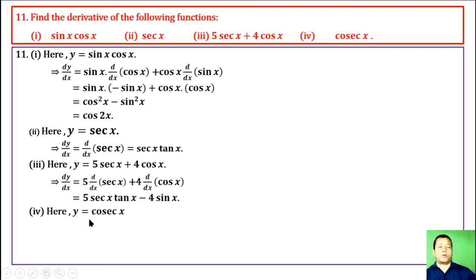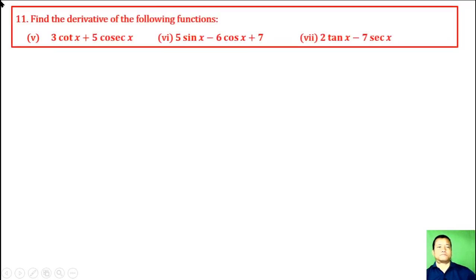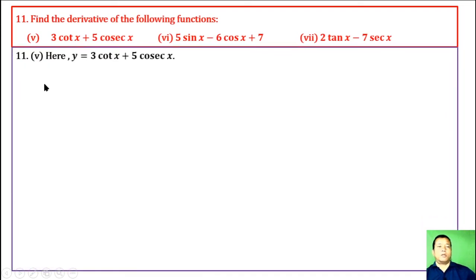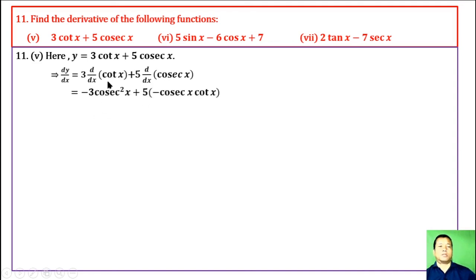Roman number 4. y equal to cosec x, its derivative dy by dx is d by dx of cosec x, that is minus cosec x cot x. 5. Here y equal to 3 cot x plus 5 cosec x, therefore dy by dx is 3 times d by dx of cot x plus 5 times d by dx of cosec x, whose derivative of cot x is minus cosec square x, therefore we get minus 3 cosec square x plus 5 into minus cosec x cot x. Simplify and we get this, which is the required derivative.